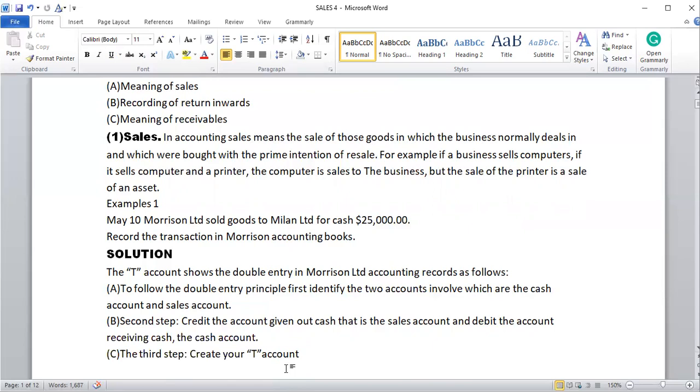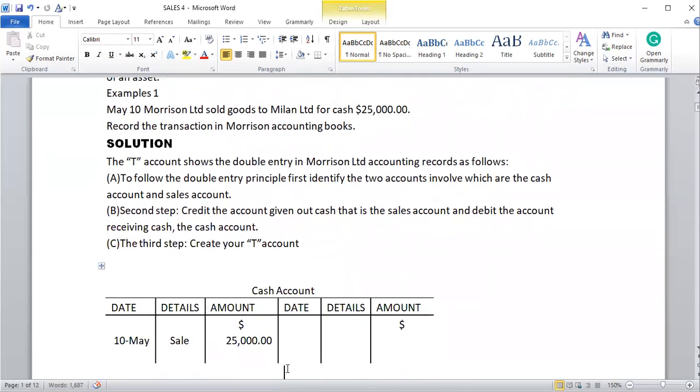Then we go on to the third step, which is to create a T account. So let us create a T account. This is a T account. It shows the cash account. It has two sides: the left-hand side, which is the debit side, and the right-hand side, which is the credit side. And you see date, details, and amounts.